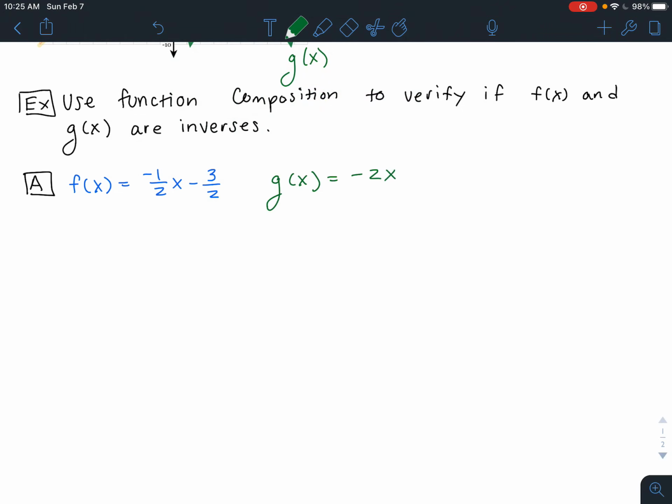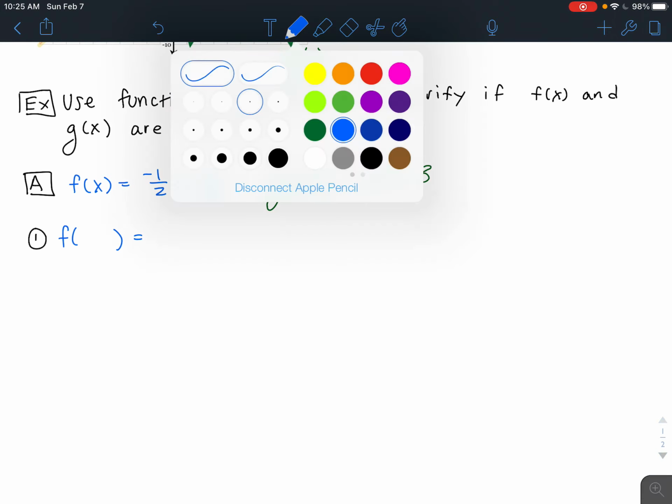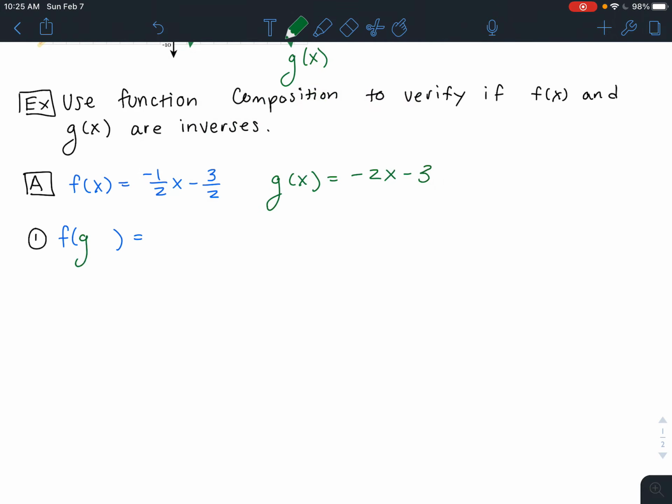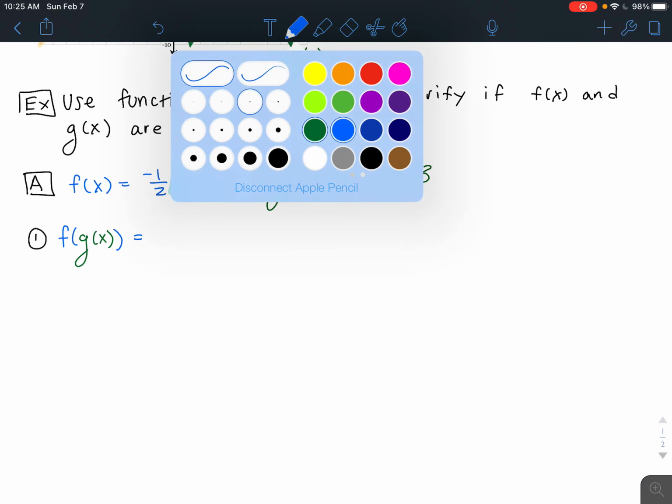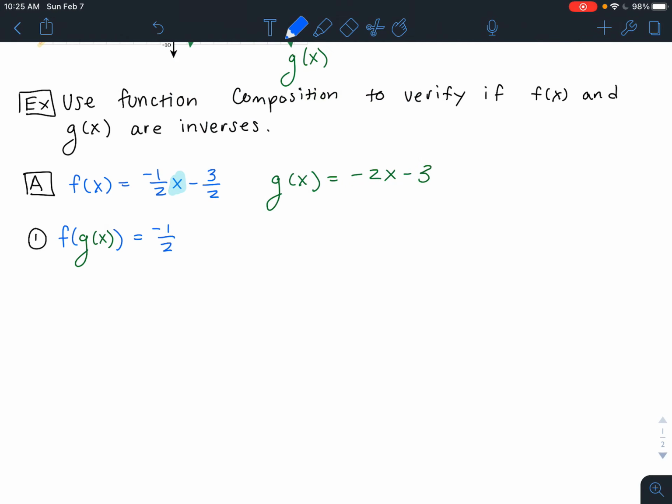So we need to check both directions. So we're going to be doing some function composition. I'm going to put f on the outside first. I'm going to do f of g of x first. That means that everywhere I see an x in my f function, I'm going to replace that with g. So I'm just going to draw my function structure. Negative 1/2 times whatever minus 3/2. And then I'm going to plug the g function into the inside. So negative 2x minus 3.